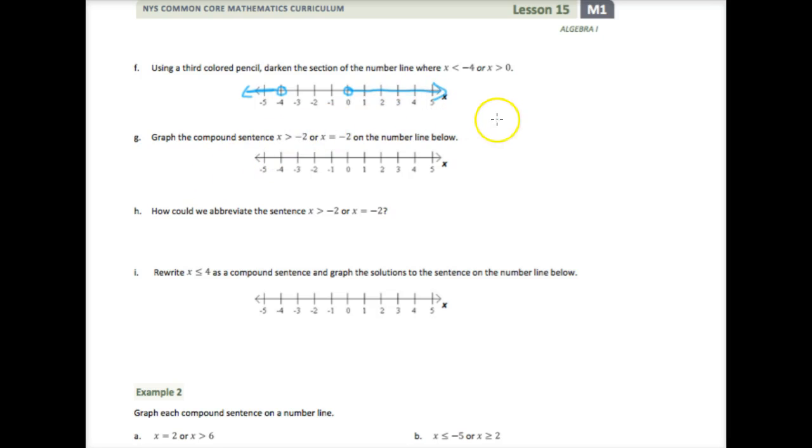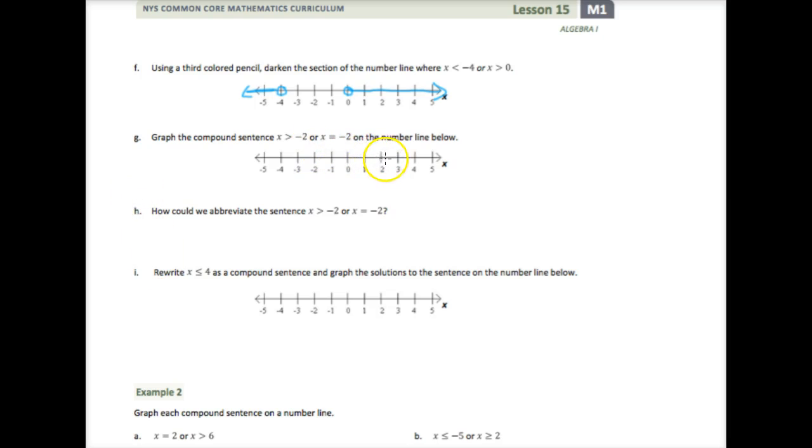All right, now I'm going to want you to think about some of the implications of what we saw with the or from D, E, and F. Next, we're going to move into graphing the compound sentence x is greater than -2 or equal to -2 on the number line below. I want you to try G, H, and I.